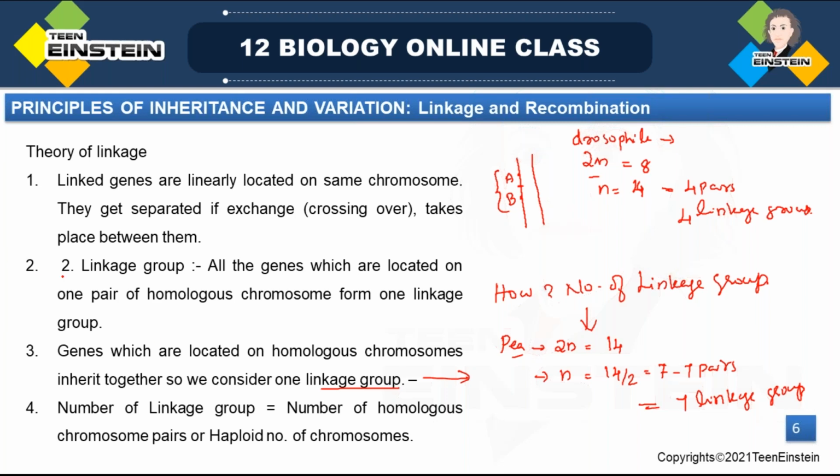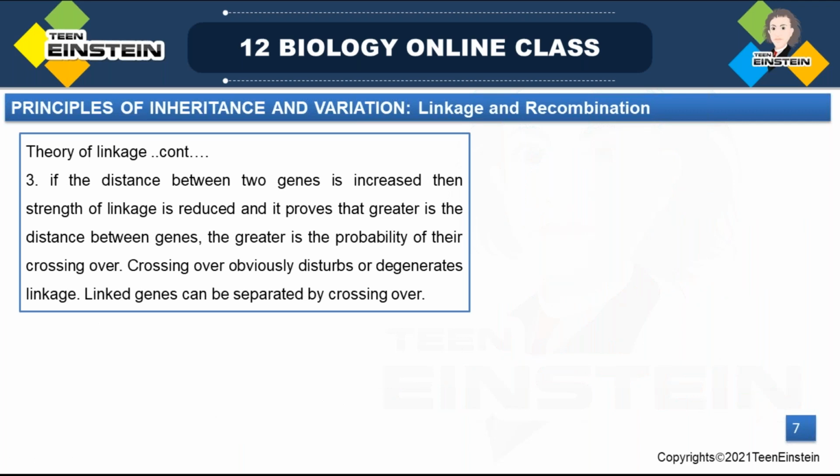So the number of linkage groups is equal to the number of homologous chromosome pairs or the haploid number of chromosomes. And if the distance between two genes is increased, then the strength of linkage is reduced. Greater the distance between genes, the greater is the probability of their crossing over. So if the distance is less, they will get inherited together, and if the distance is more, there is a chance of separation. The chance of separation of these genes is more.